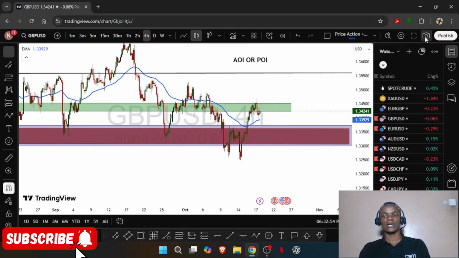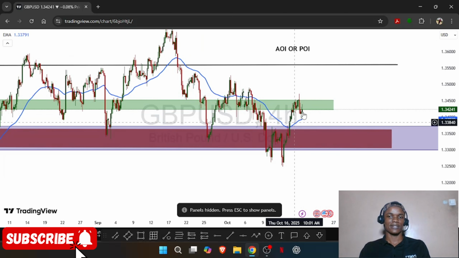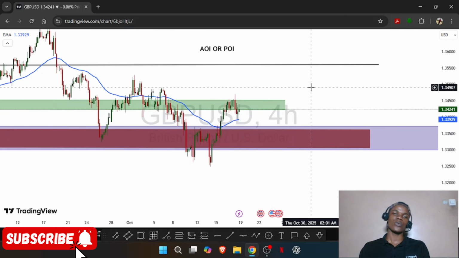So why will I be taking this trade for a sell right here? We can see we are in an area of interest. So now we've reached the area of interest. What is the next thing? Do we just take a trade from the area of interest? The answer is no. Now is where our chart patterns and entry confirmations come from.